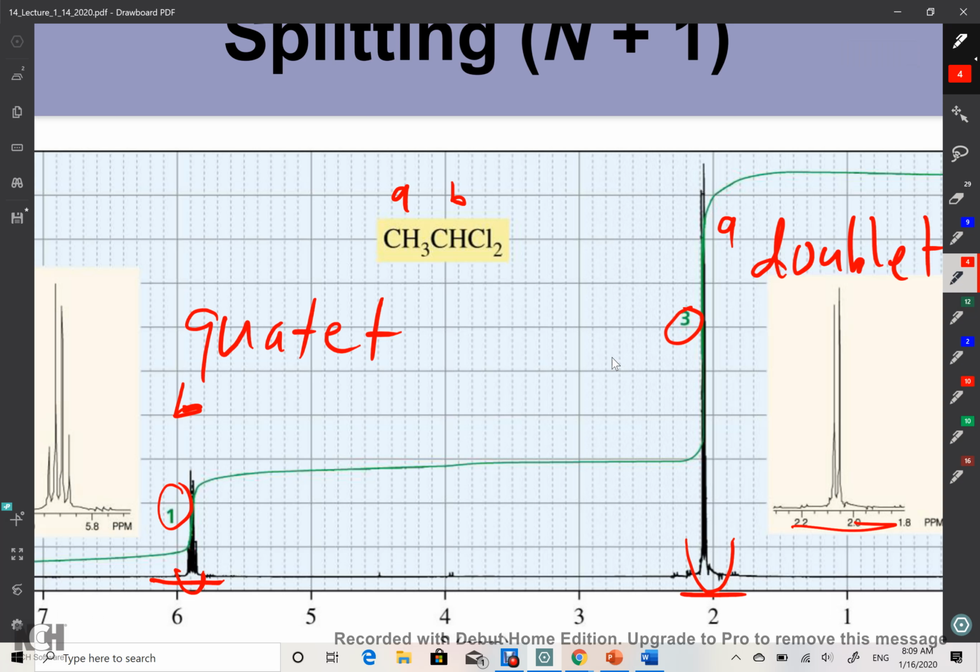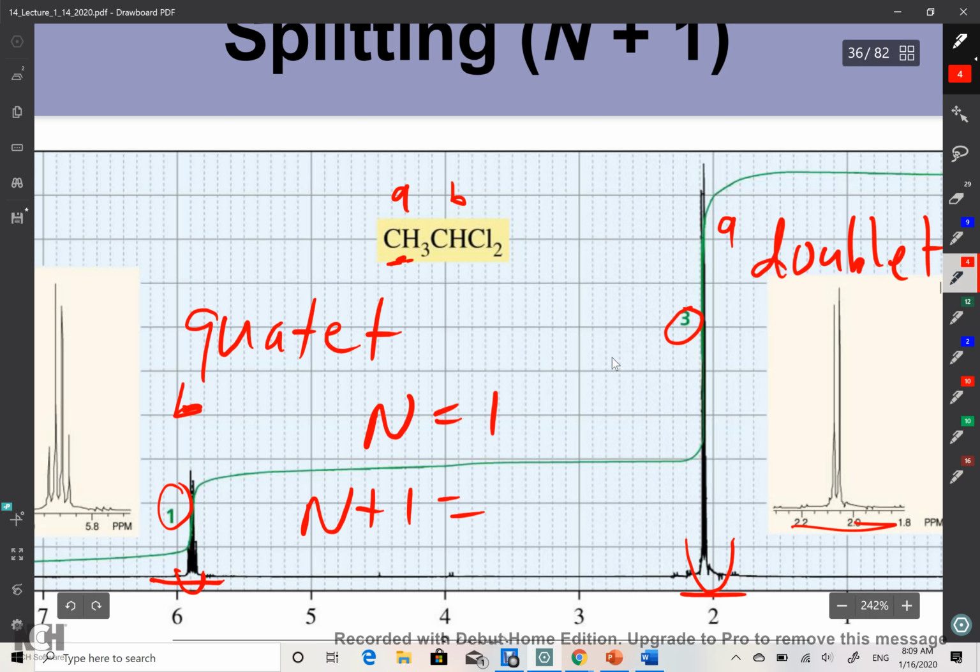Because when you look at signal A, when you look at the protons A, how many protons are adjacent to A, meaning next to A? 1. Okay, so the value of n will be 1. And so if we use the splitting formula n plus 1, that will give us 1 plus 1, and 1 plus 1 gives you 2. That's how we obtain that doublet. Does that make sense? Yes.